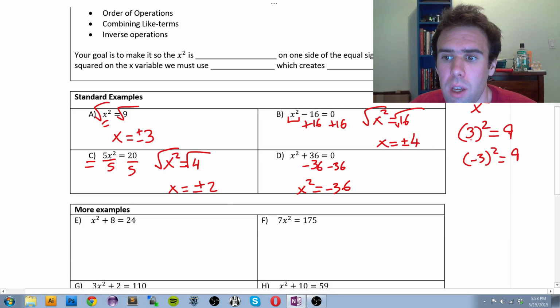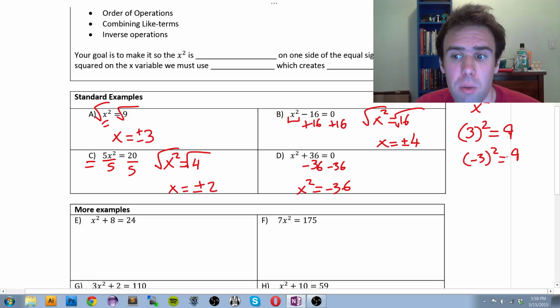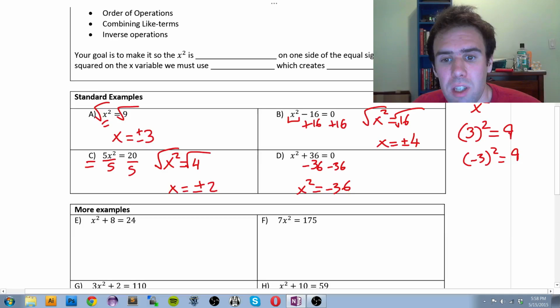Over on the right, I've told you that when we square a positive 3, we get a positive 9, and when we square a negative 3, we also get a positive 9. And that's kind of giving us a hint right here: how could we ever square a number and get a negative?